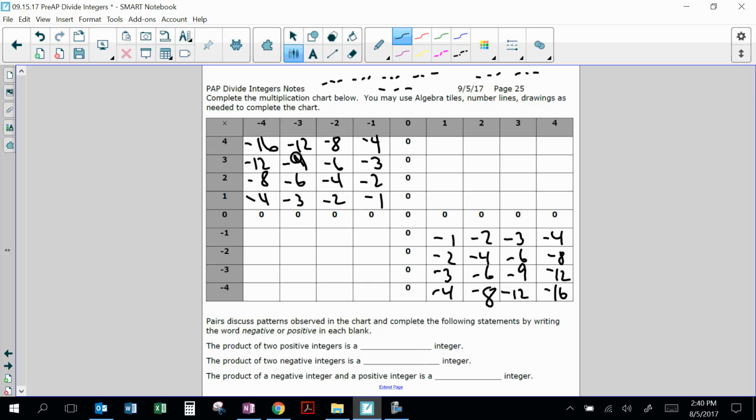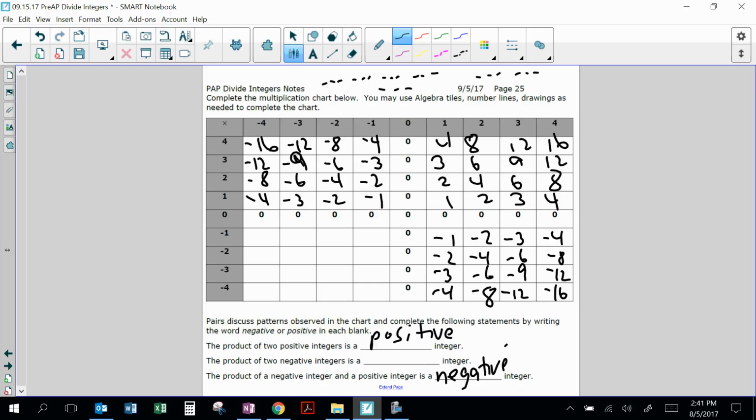So do you notice how if you have a positive with a negative, the answer is always going to be a negative? What if you have a product of two positives? 4 times 1 is 4. 4 times 2 is 8. 4 times 3 is 12. 4 groups of 4 is 16. 3 groups of 1 is 3, 3 groups of 2 is 6, 3 groups of 3 is 9, 3 groups of 4 is 12. 2 groups of 1 is 2, 2 groups of 2 is 4, 2 groups of 3 is 6, 2 groups of 4 is 8. 1 group of 1 is 1, 1 group of 2 is 2, 1 group of 3 is 3, 1 group of 4 is 4. So the product of two positive integers is a positive integer.